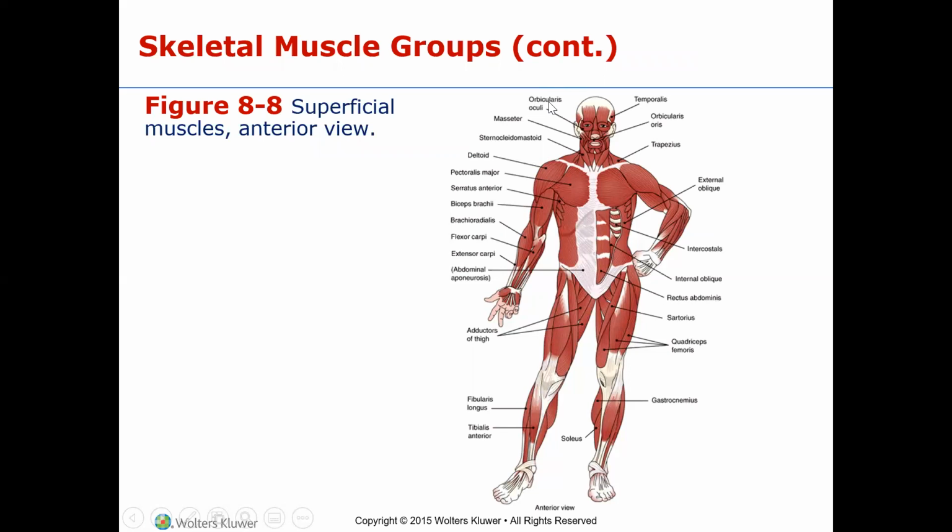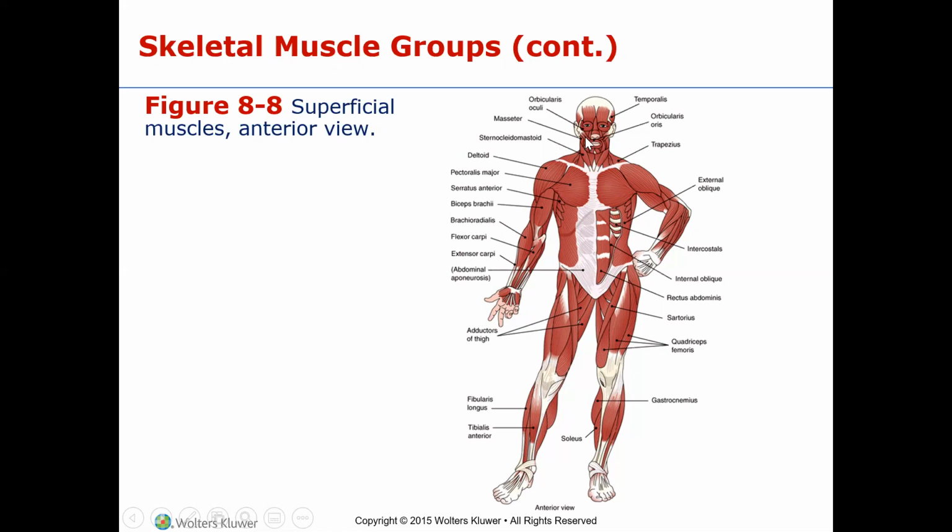You will need to know the orbicularis oculi, which surrounds the eye. The orbicularis oris, which is around our mouth. The temporalis, which is here on the side. And then the masseter, which is on the side of the cheek. That aids in our chewing.